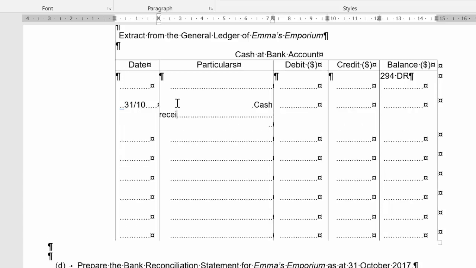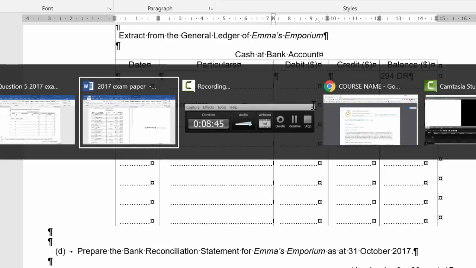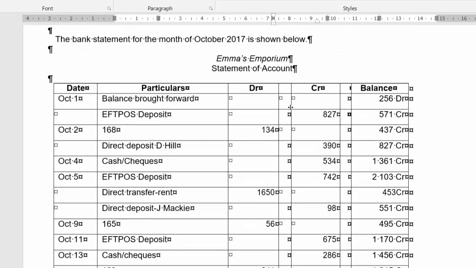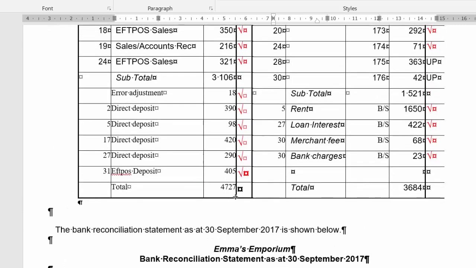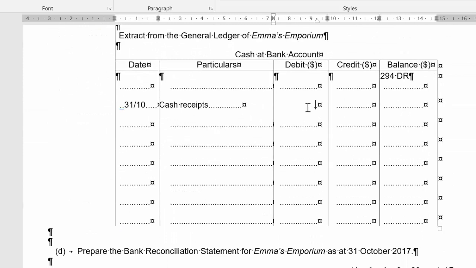We've got cash receipts. The formatting's terrible. Okay, there we are. And the debit should be from the cash receipts journal, which is what we did up here. There it is. The total there is 4727. So let's put that in. 4727.